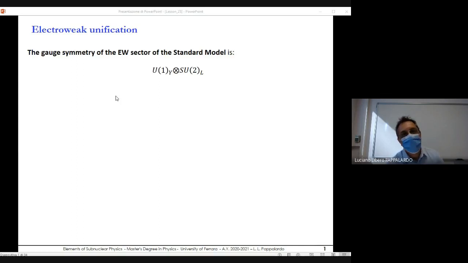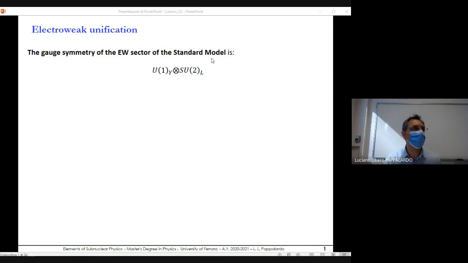So in the last lesson, we started digging into the core of the standard model. And so essentially, we started introducing the unified theory of electromagnetic and weak interactions. As we studied already, there is a single global gauge symmetry group that accounts for both electromagnetic and weak interaction, which is the U1 hypercharge times SU2 left. And this is indeed the gauge symmetry of the electroweak sector of the standard model.